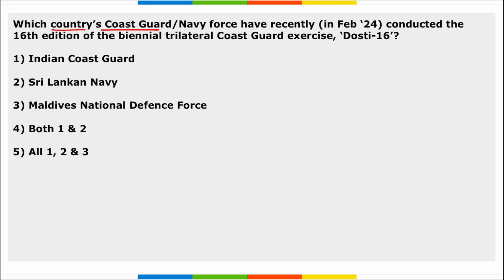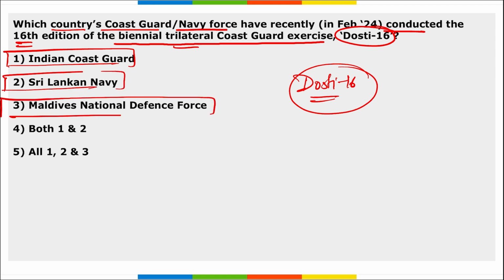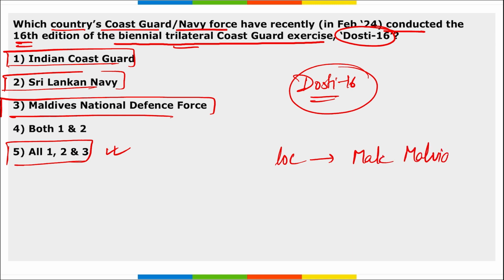Next, which country's Coast Guard Navy Force have recently conducted the 16th edition of the biennial trilateral Coast Guard exercise, that is Dosti 16. So this Dosti 16 exercise was conducted between the Coast Guard of which three countries, because it is a trilateral exercise, right? So Indian Coast Guard, Sri Lankan Coast Guard and Maldives National Defence Force, all these three countries together conducted this exercise. What is the location where this exercise was held? It was held in Maldives, right?